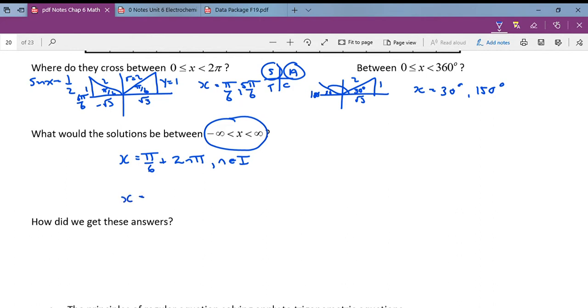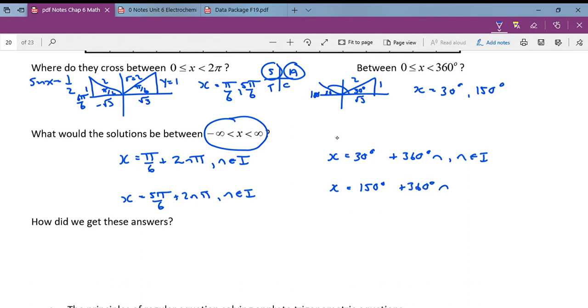So my other answer is my 5 pi by 6, and again, I'm just going to add 2n pi. Once you do this a few times, it just becomes rote because it's this every single time. If you were to do it in degrees, it'd be 30 degrees plus 360 degrees n, where n is an element of the integer system. My other answers I would get by taking 150 degrees and adding 360 degrees n, n is an element of the integers. There's no shorter way of doing this.